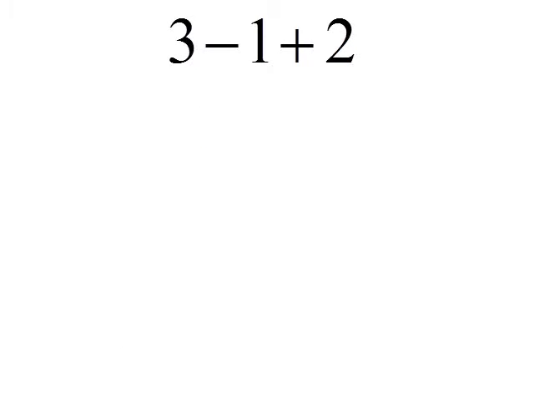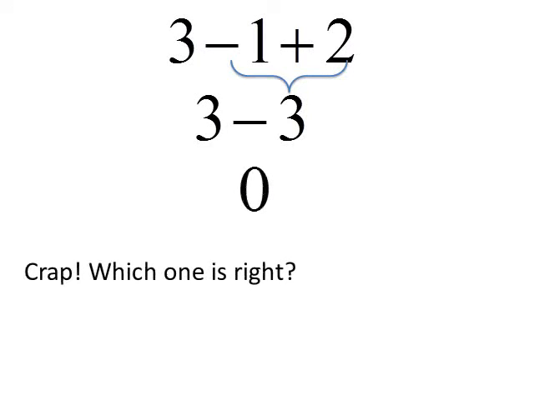But what about subtracting? Well, 3 minus 1, that's 2. 2 plus 2, that's 4. Okay, let's try it the other way. 1 plus 2, that's 3. 3 minus 3, that's 0. Oh no, now we have different answers. We have to figure out which one's right. So let's just ask which one makes more sense.